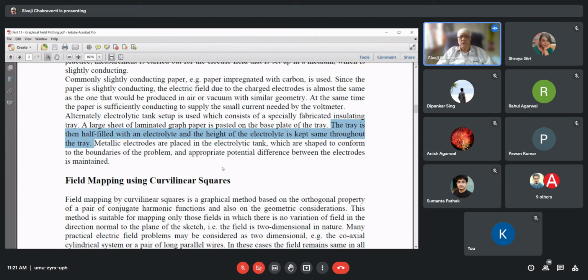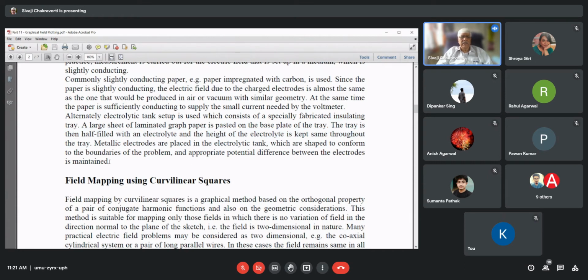And then we do it in the same way, because now this electrolyte is acting as that slightly conducting medium, and the equipotentials of the electric field lines are mapped on that laminated graph paper, which is placed at the base of the plate. Well, these are the methods.